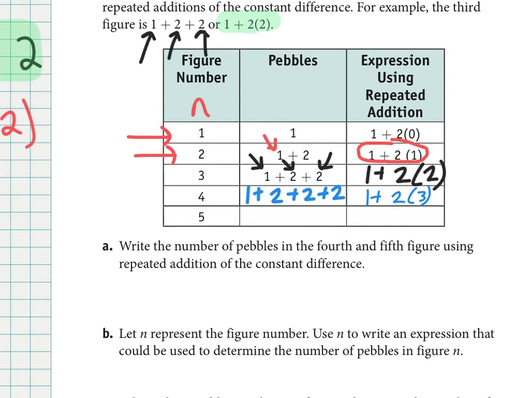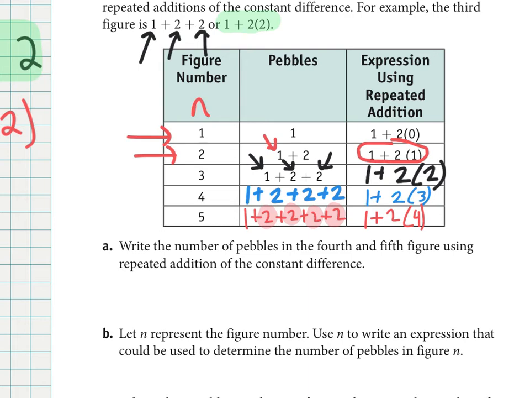Okay, in row 5, we had the original 1 plus 2 to get to the second row, 2 to get to the third, 2 to get to the fourth, and 2 to get to the fifth. So that's really 1 plus 2. We added 2 in this case 4 times, right? We see the 4 times that we added 2. 1, 2, 3, 4. Okay, so write the number of pebbles in the fourth and fifth figure using repeated addition of the constant difference. So we just did that, okay? We did that in the table there.